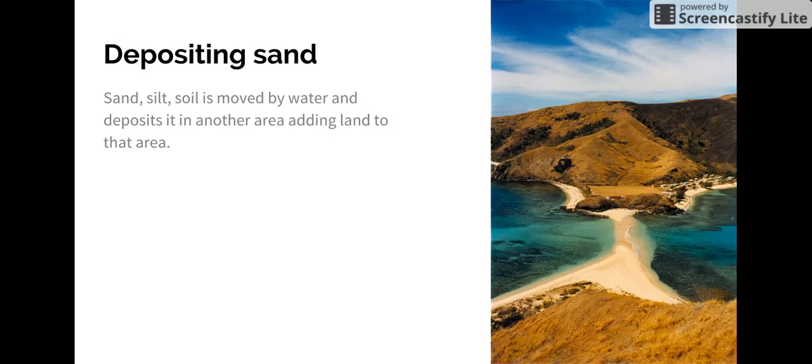Depositing sand. So sand, silt, and soil is moved by water and deposits in another area, adding land to that area. So we have this type of land bridge going from one island to another as water had flowed and deposited sand in this area.